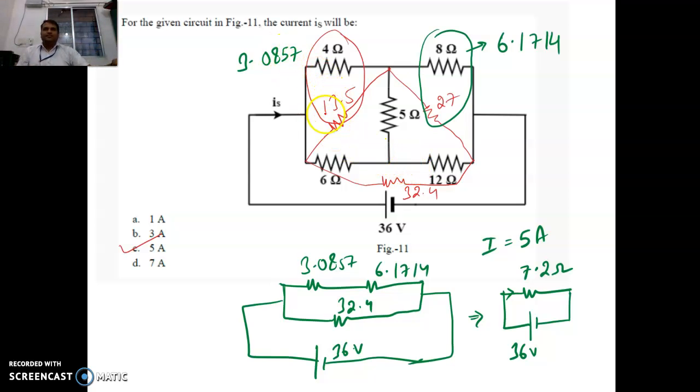Now see that we find our equivalent resistance: this is 13.5, this is 27, this is 32.4. So these two, 4 and 13.5, add up to 3.0857, and these two combine to 6.1714. This is series, and when you evaluate these things, it will come out to be 7.2 ohms, and with 36 volts, the current is obviously 5 amperes. So the current is the net current flowing from that entire resistor, 5 amperes. So the answer is C, 5 ampere.